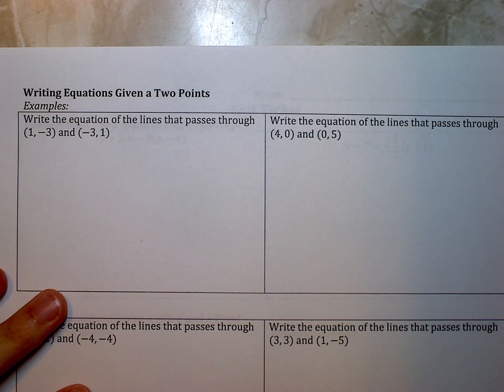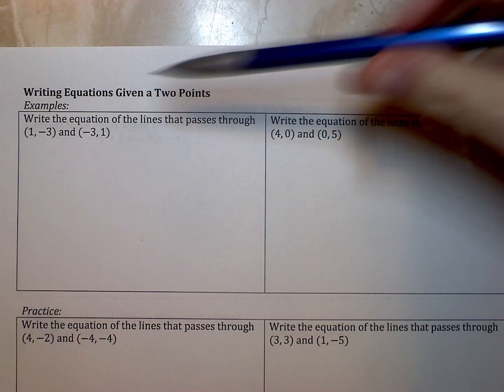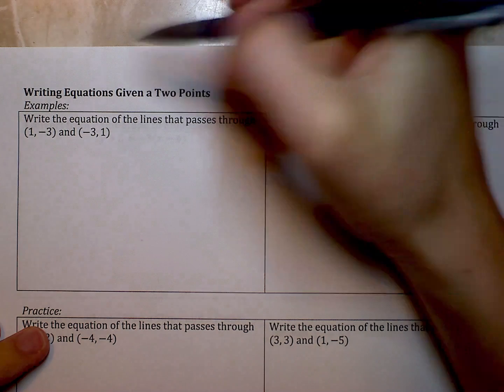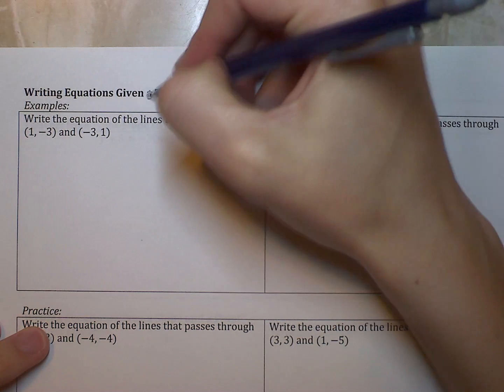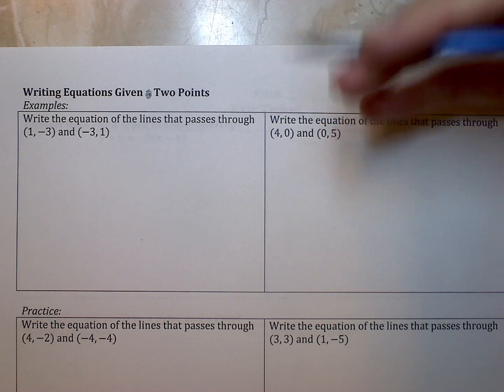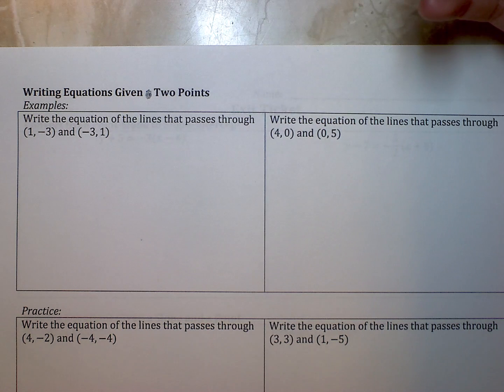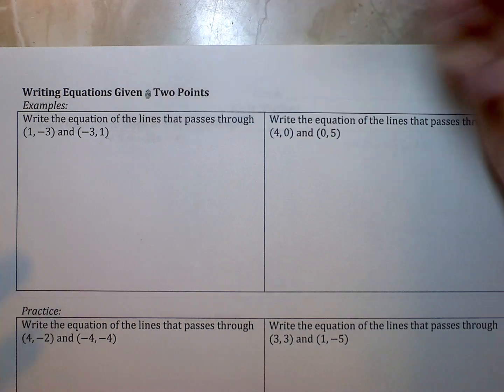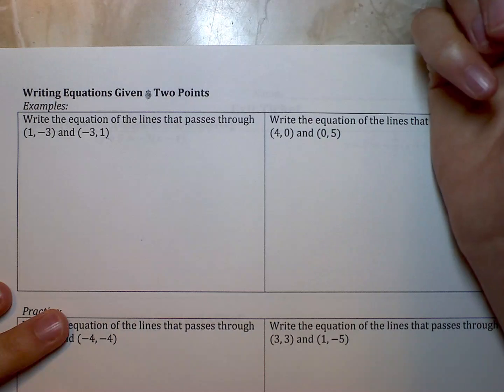Okay, one more thing. We're going to learn how to write an equation given 2 points. Writing equations given 2 points. So in this case, it's not that different from what you just did. It's just we're going to add a step on the front, which is we don't have the slope yet, but we know how to find the slope if we have 2 points, right?